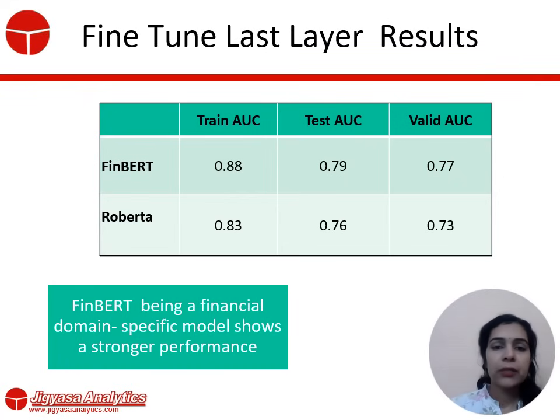Key takeaway from this experiment is that Finbert, being a financial domain specific model, shows stronger performance, although Roberta, being a general purpose NLP model, performed decently after fine-tuning of the last layer on a domain specific dataset. Now I will hand it over to Pat again for overall results.